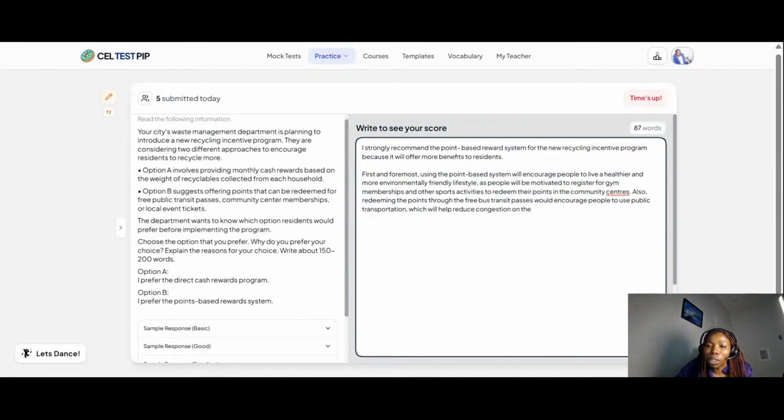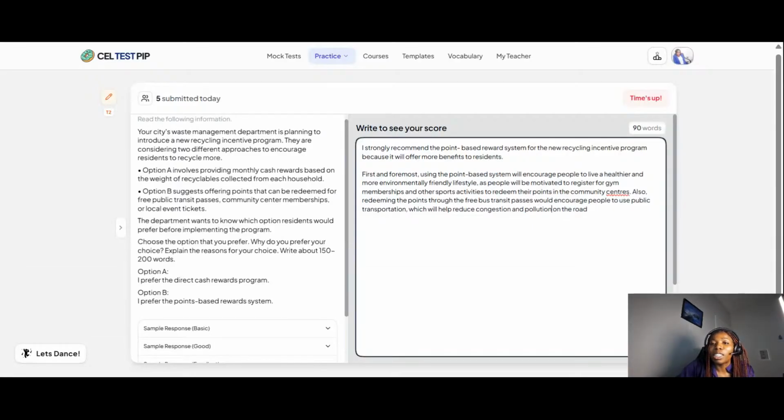Also, redeeming the point referencing system encourages people to use public transport, which will help reduce congestion on the road. We can end it here for now, but something came to my mind, which is that it also reduces the pollution caused by cars, what comes from the exhaust. But let's just say congestion, which will help reduce congestion and pollution on the road. That's what came to my mind.